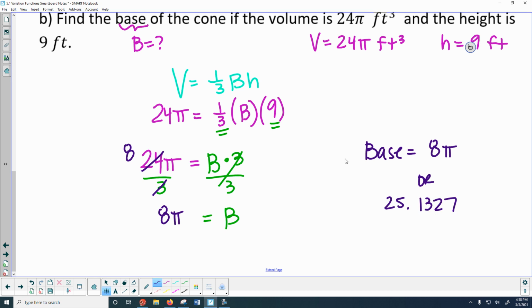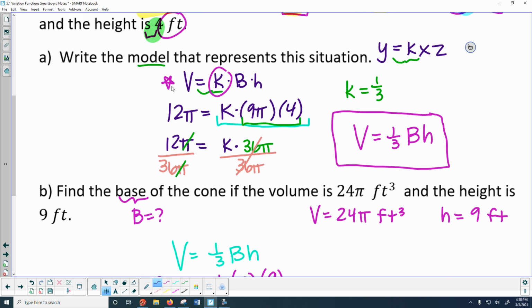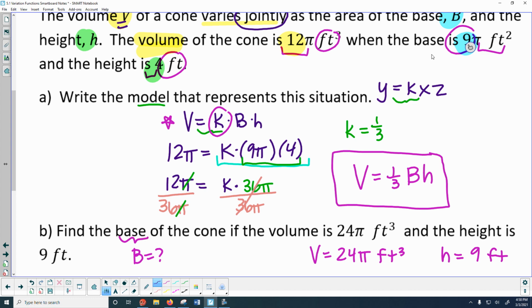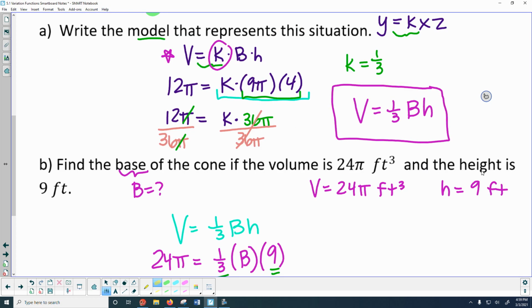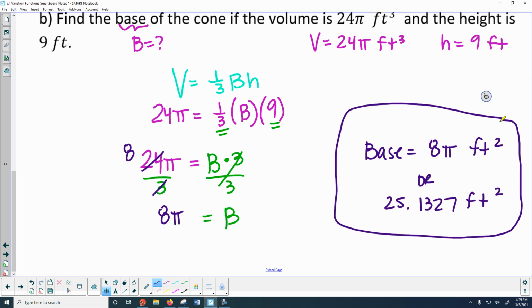So what was the area of the base measured in? Well, I'm looking for it in part B, so I'm going to have to travel back up to part A to see where they gave me a measurement of base. Well, the base was given right over here, and it was given as 9 pi, and its units were feet squared. So my answer down here will be 8 pi feet squared, or as a decimal, 25.1327 feet squared. And again, that would be my final answer. On a test or a quiz, we would let you know how much you need to round. But again, in this case, 8 pi is exact as well.